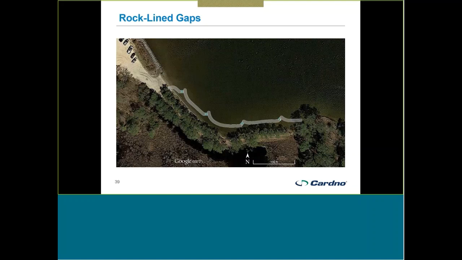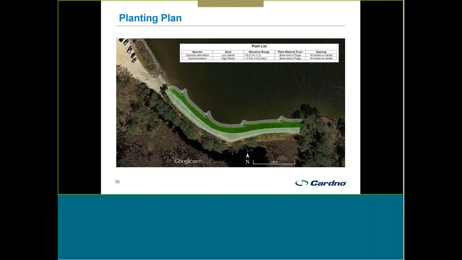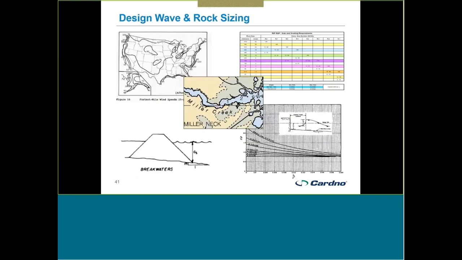We had rock line gaps to provide a little bit of protection in those openings. And then we established a fairly straightforward, simple planting plan based on the elevation range established for both the low marsh and the high marsh. And then without getting into any detail, there was a whole process to look at the design wave height and use that as the basis for sizing the rock.